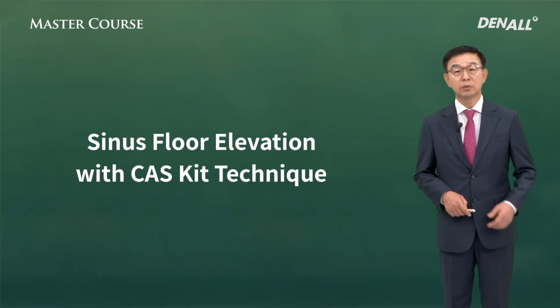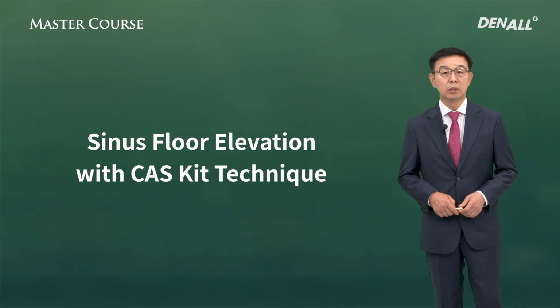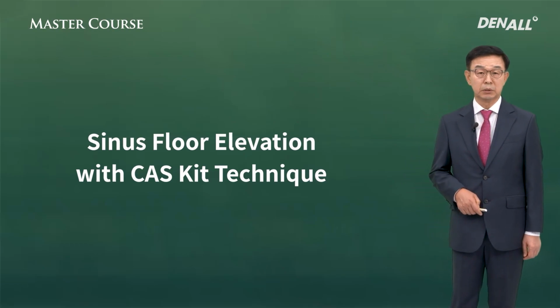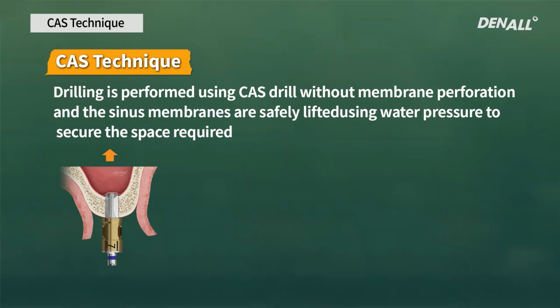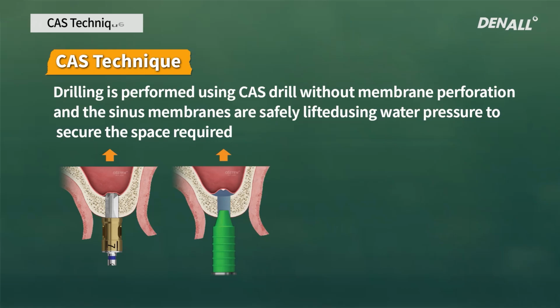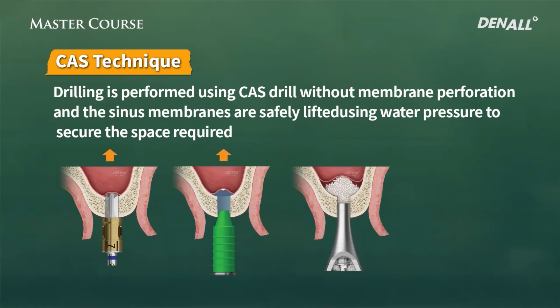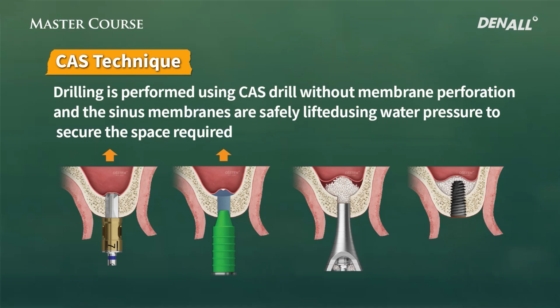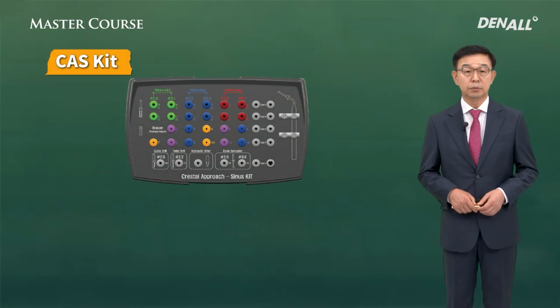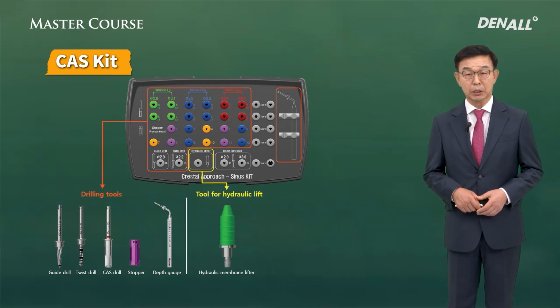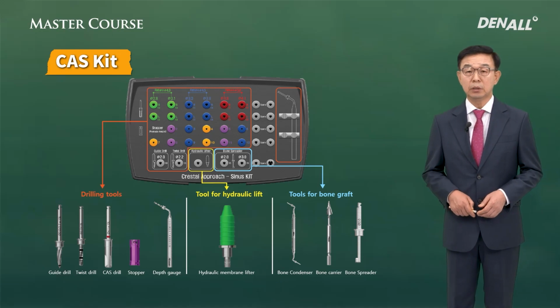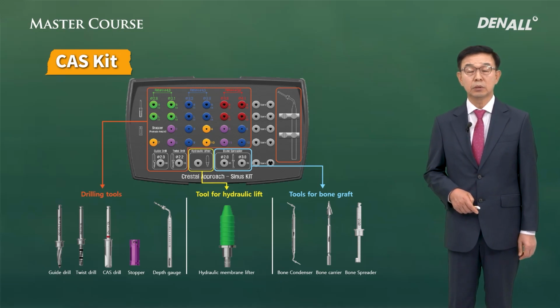The CAS technique which I'm going to mention today is an excellent way to overcome such difficulties. The CAS technique is very simple. Indeed so. The CAS drill is used to do drilling, check the sinus floor, hydrolift, bone graft, and implant placement. This is the composition of the CAS kit. There's a drilling tool, hydrolift tool, and tools for bone graft. It can be divided into these three categories.